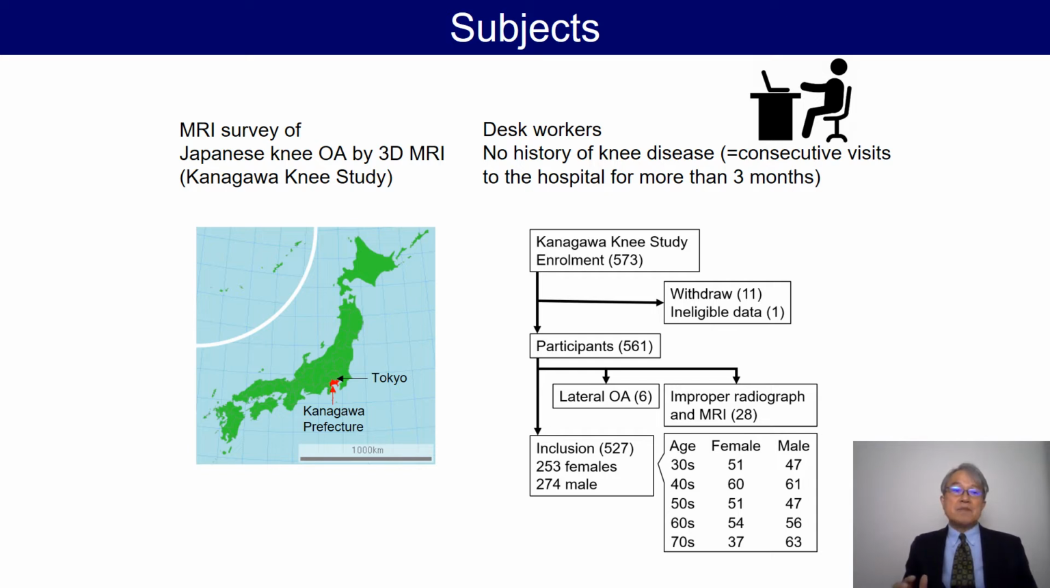We performed an MRI survey of Japanese knee osteoarthritis by 3D MRI. We called it the Kanagawa knee study. Initially, 573 subjects were enrolled, but 11 withdrew, and 1 had negligible data, leaving 561 participants in this study. A further 34 subjects were excluded, leaving a total of 527 subjects aged 30 to 79 years that were included in the current analysis.